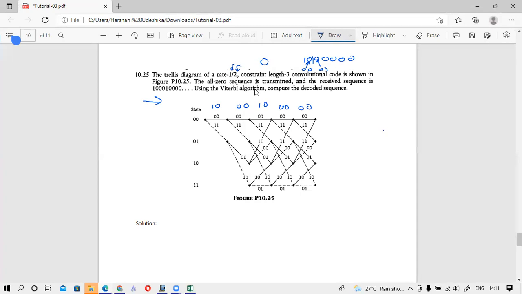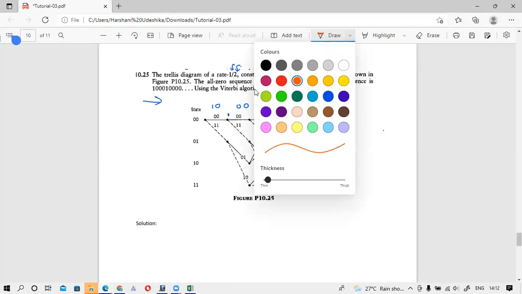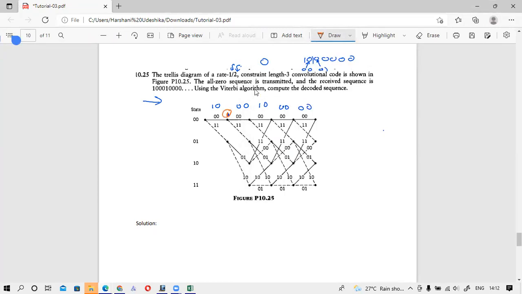If you consider this line, the Hamming distance will be 0, 0, 1, 0, that is 1. And if you consider this part, the Hamming distance is 1, 1, that is 0, and here the Hamming distance is also 1. Here the Hamming distance is 1, and here also you will get 1. And if you consider this part, here you have 0, 0 and here you have 0, 0, then your Hamming distance will be zero and you will have one here.